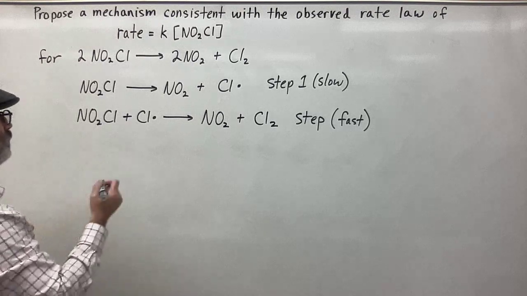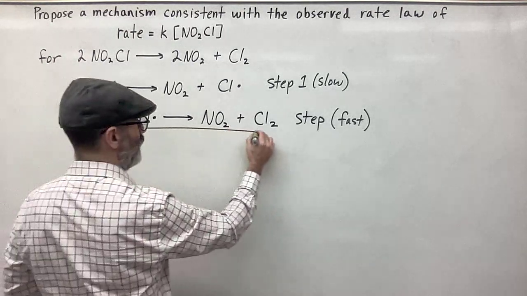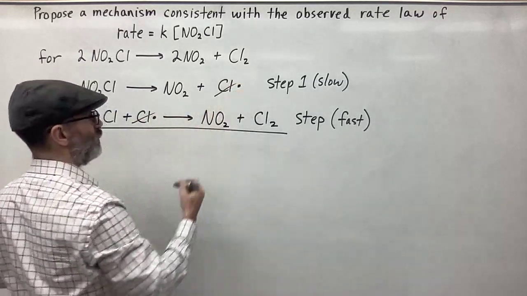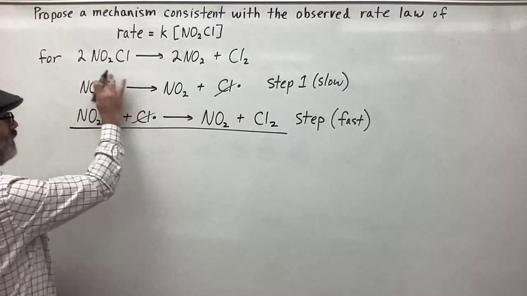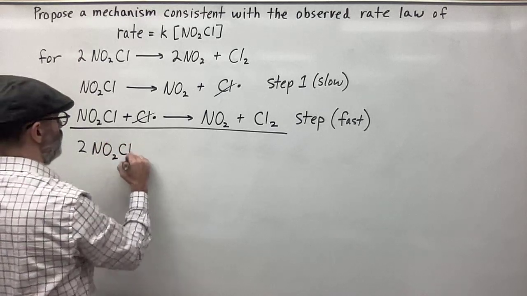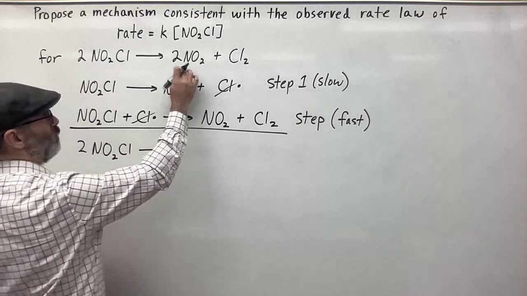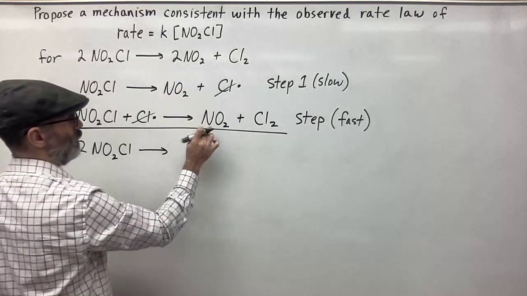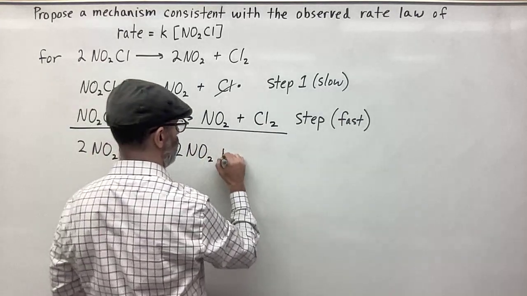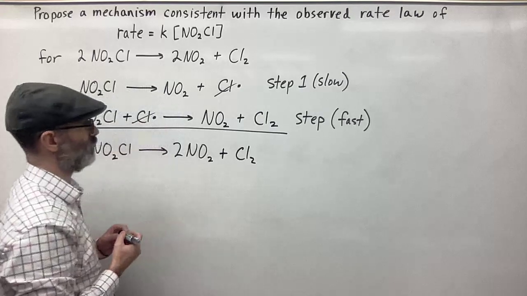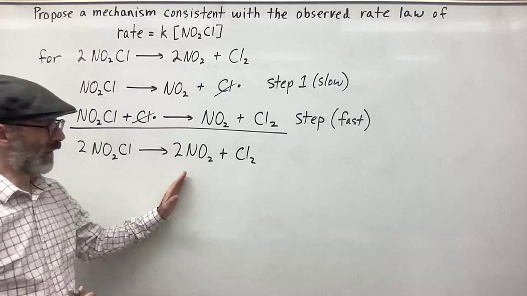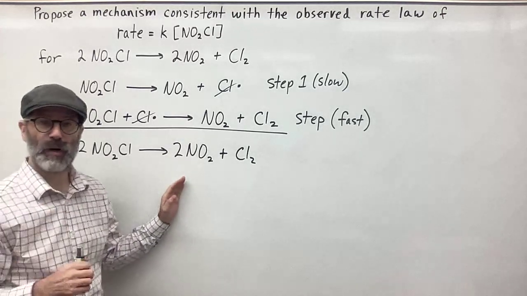And so if we add these together, we will get the overall reaction. So the chlorine radical on this side would cancel out, leaving us with two NO2Cl, giving rise to, and then we have one, two NO2s on the product side, and one Cl2 on that side. So these two do indeed add up to the overall reaction. So that's one thing. Check that box.